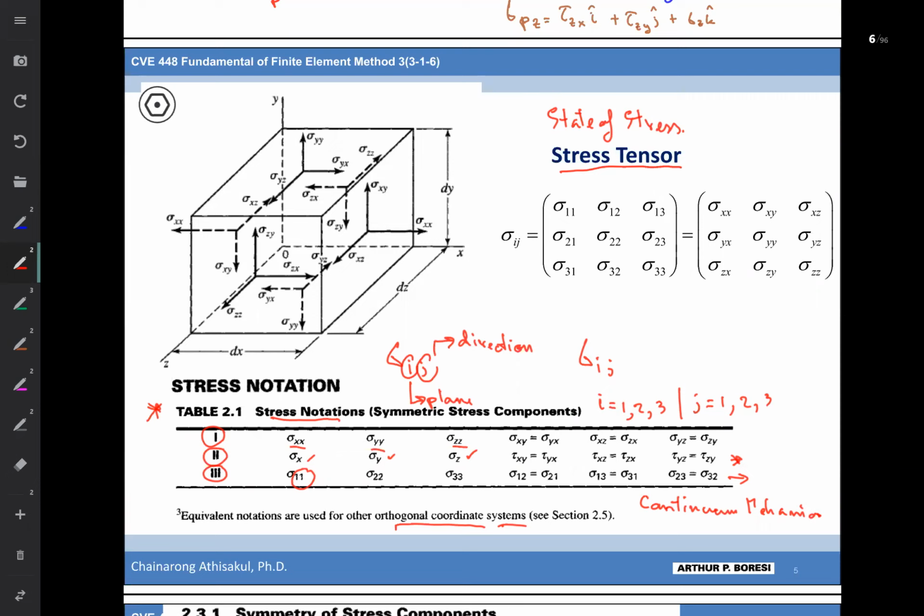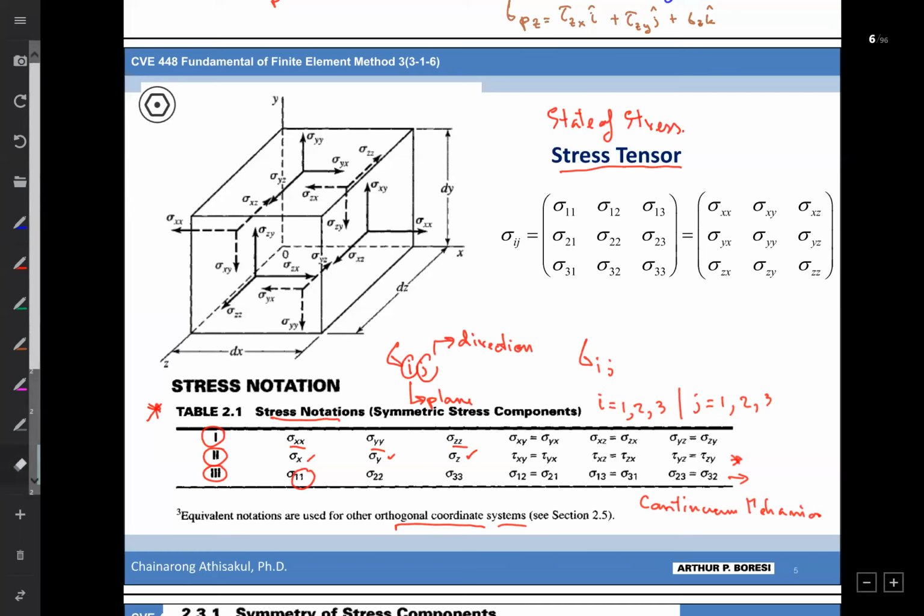Right now, I would like you to note that we have three types of stress notation, and because I use a different text, you may find that the stress tensor or stress notation is different in form, but it is not different in type. So, coming back to the state of stress.